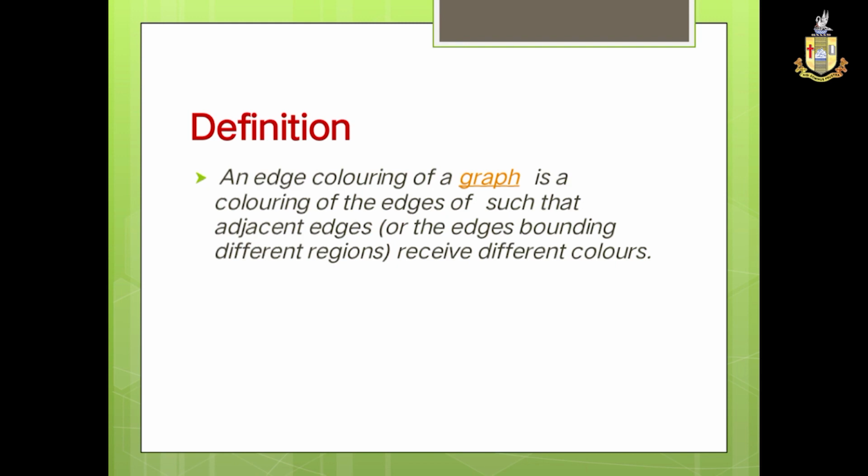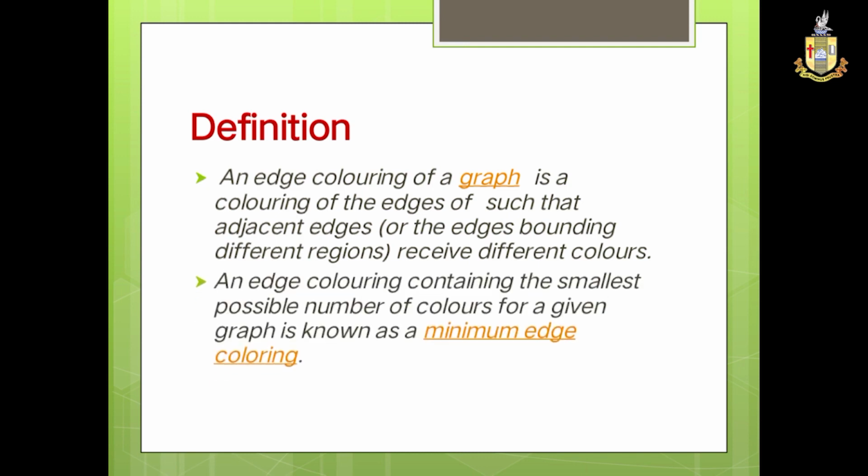As I told you earlier, adjacent edges should receive different colors. That is, if any two edges have a common vertex, then those two edges are said to be adjacent edges. Why? Because they share their endpoints. So those edges should be colored with different colors. That is the edge coloring. That is called the proper edge coloring.